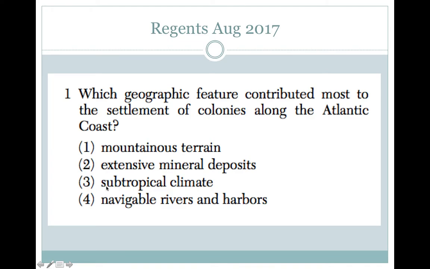Regular courses. Subtropical climate. Nah. That only accounts for part, some tropical climate down south, subtropical, nah. So we're going to take out 2 and 3, and navigable rivers and harbors, and we're going to pick 4 because we know that the early settlers were coming from the Atlantic Ocean and were settling along the coast and in places where there were rivers so that they could easily trade goods. Okay, so they could easily trade goods. So that's why 4 would be the best answer for this question.